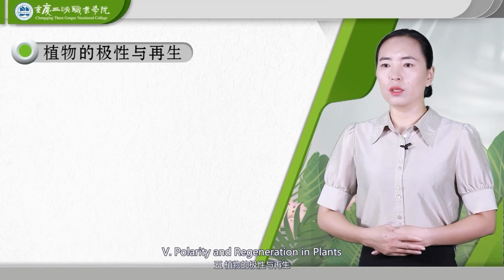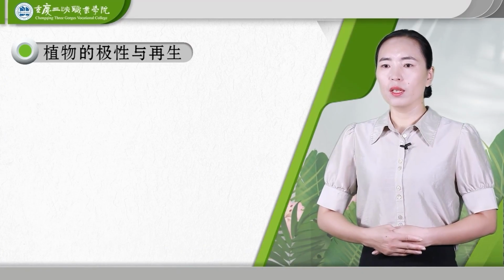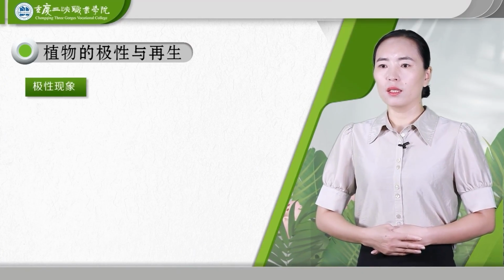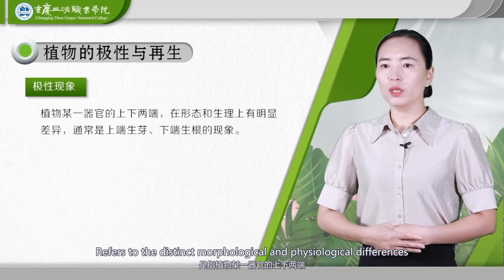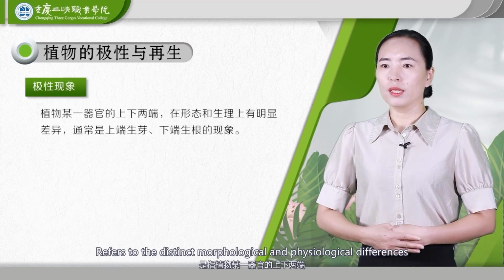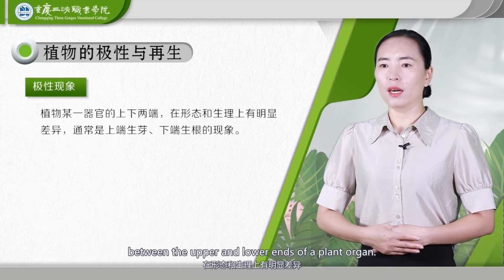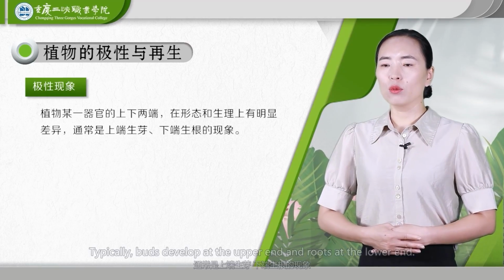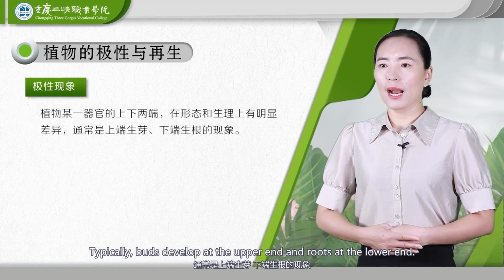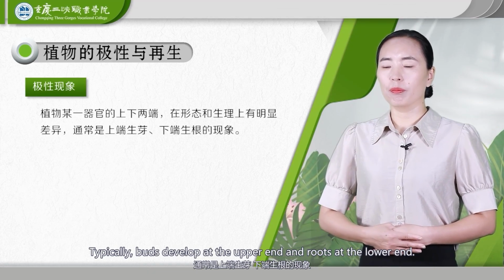5. Polarity and regeneration in plants. 1. Polarity phenomenon refers to the distinct morphological and physiological differences between the upper and lower ends of a plant organ. Typically, buds develop at the upper end and roots at the lower end.